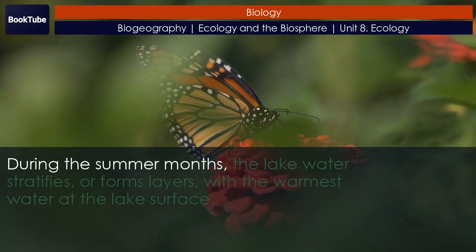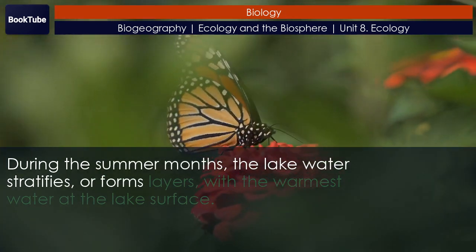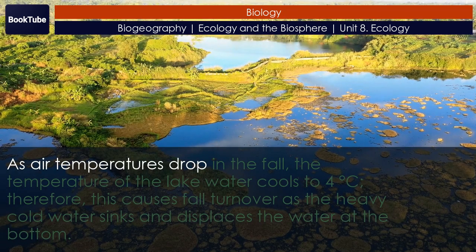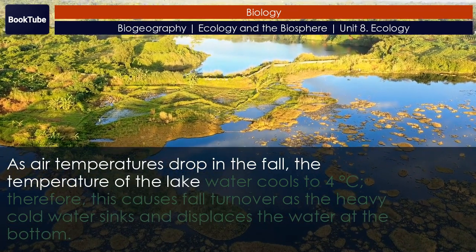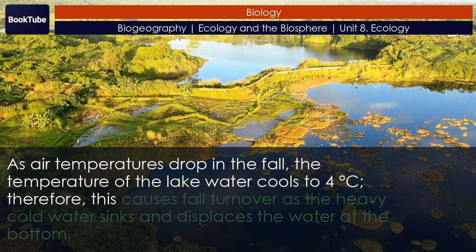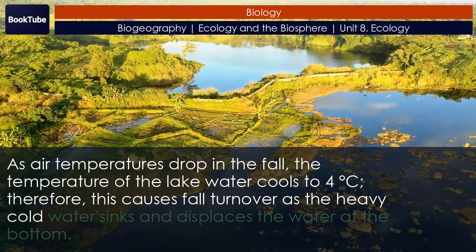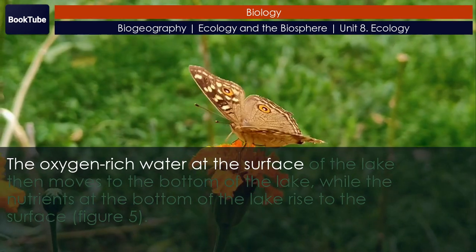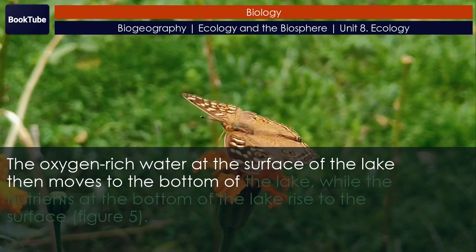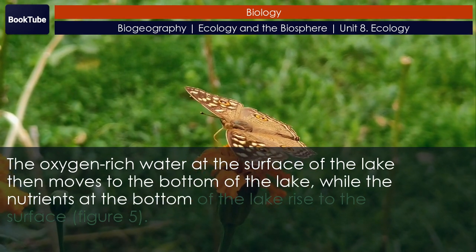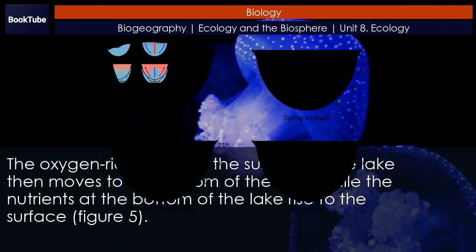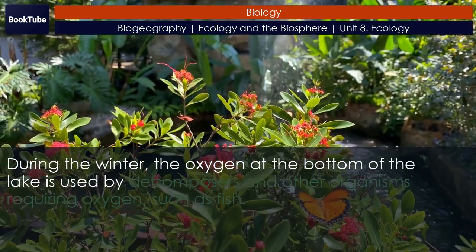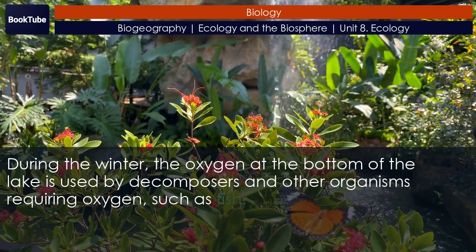During the summer months, the lake water stratifies, or forms layers, with the warmest water at the lake surface. As air temperatures drop in the fall, the temperature of the lake water cools to 4 degrees Celsius. Therefore, this causes fall turnover as the heavy cold water sinks and displaces the water at the bottom. The oxygen-rich water at the surface of the lake then moves to the bottom of the lake, while the nutrients at the bottom of the lake rise to the surface. Figure 5. During the winter, the oxygen at the bottom of the lake is used by decomposers and other organisms requiring oxygen, such as fish.